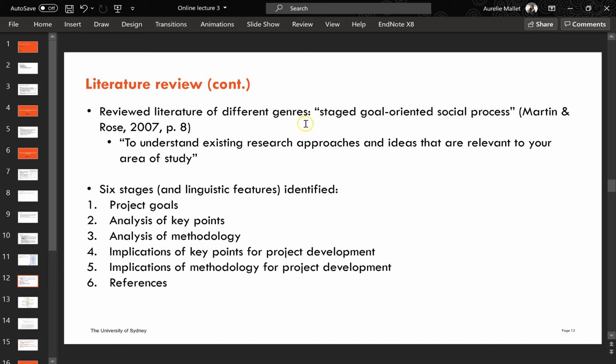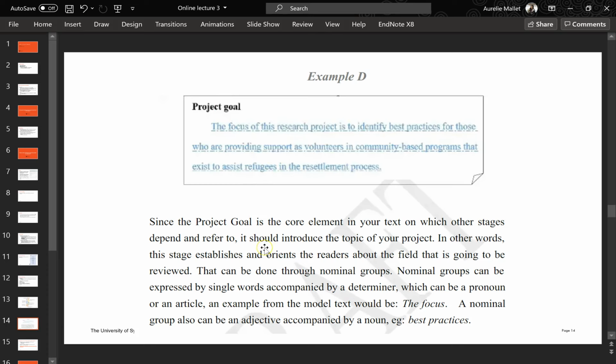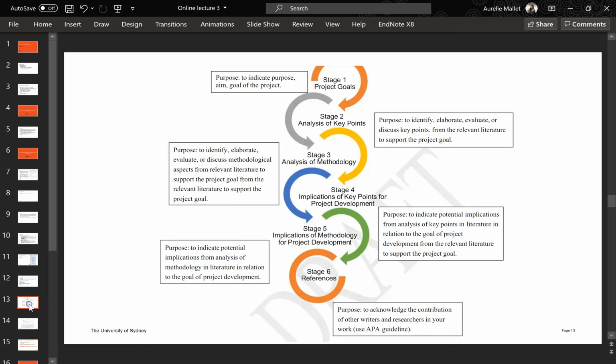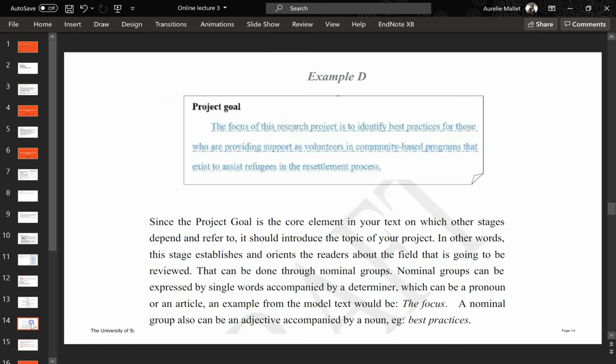each genre has different stages, and each stage has specific linguistic features that you can identify the stages with. So they give examples throughout the workbook. The project goals: the focus of this research project is to identify best practices for those who are providing support as volunteers in community-based programs that exist to assist refugees in the resettlement process. So if we go back here, this first stage is to indicate the purpose, aim, goal of your project. And this is exactly what they've done here. This is the goal of their project, is to identify best practices for those, blah, blah, blah. And then what they do as well is they show the students the linguistic features that are used in this particular stage.